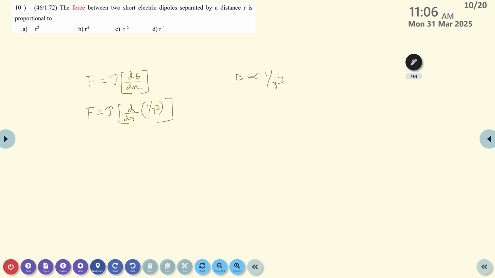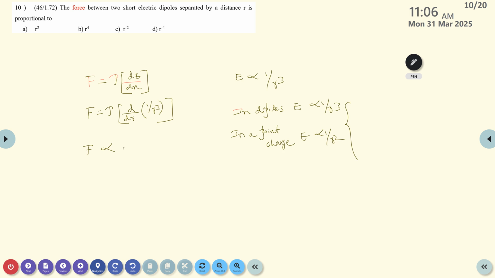Remember students, in dipoles, E is directly proportional to 1 by r cube. But in a point charge, E is directly proportional to 1 by r square. Please note down the difference. Make out the difference. So that F is directly 1 by r cube.